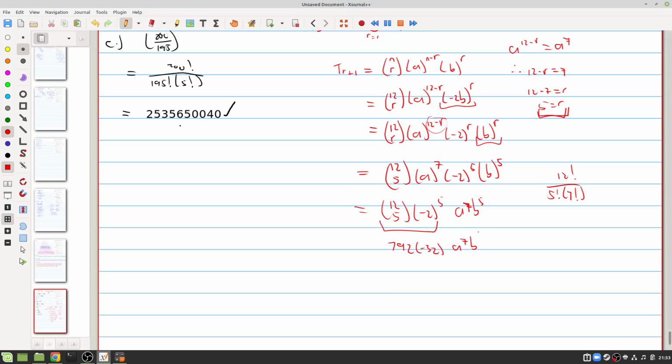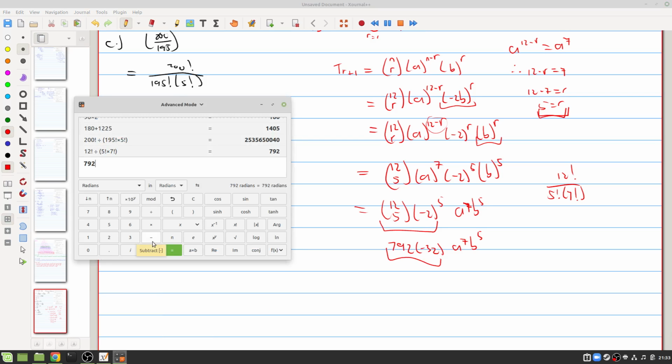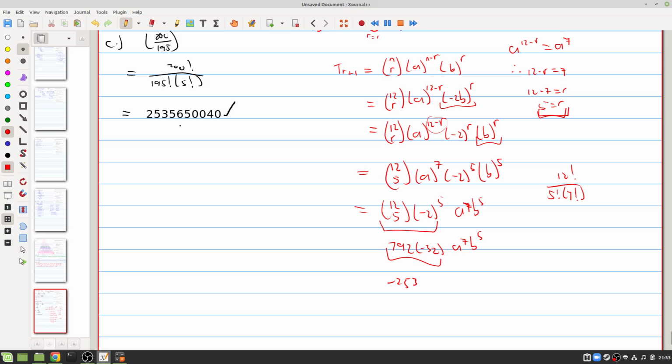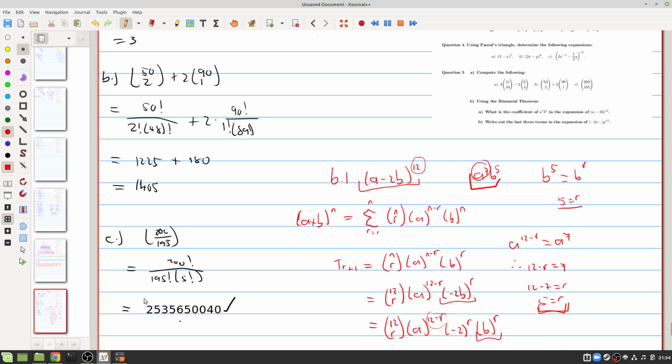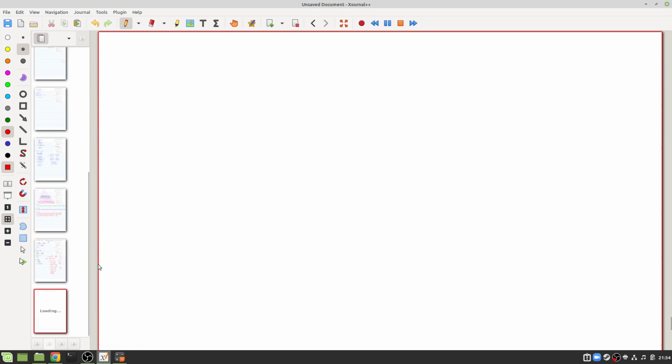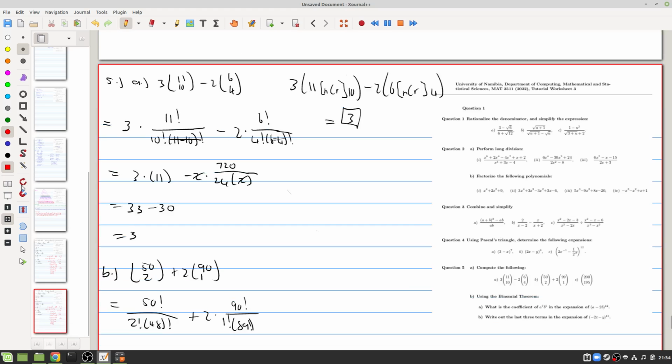a to the power of 7, b to the power of 5. So then we just multiply that, and that's going to be our coefficient. So times that by negative 32, and we get negative 25344. So that is our coefficient for a^7 b^5. Okay, great. Let's make a duplicate and just continue some more questions on here, the last couple.